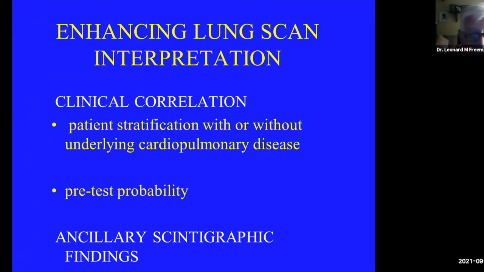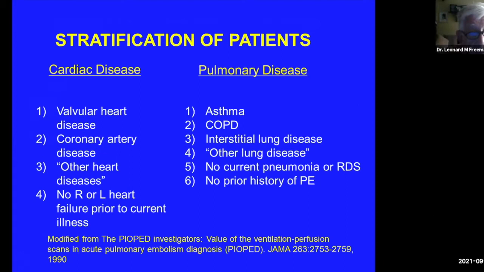So, clinical correlation, patient stratification with or without underlying cardiopulmonary disease, pretest probability, and the use of ancillary scintigraphic findings. Okay, so as far as evaluating a patient clinically before you do any studies at all, here's a bunch of cardiac problems, here's a bunch of pulmonary problems, okay? And these are things you want to know about.